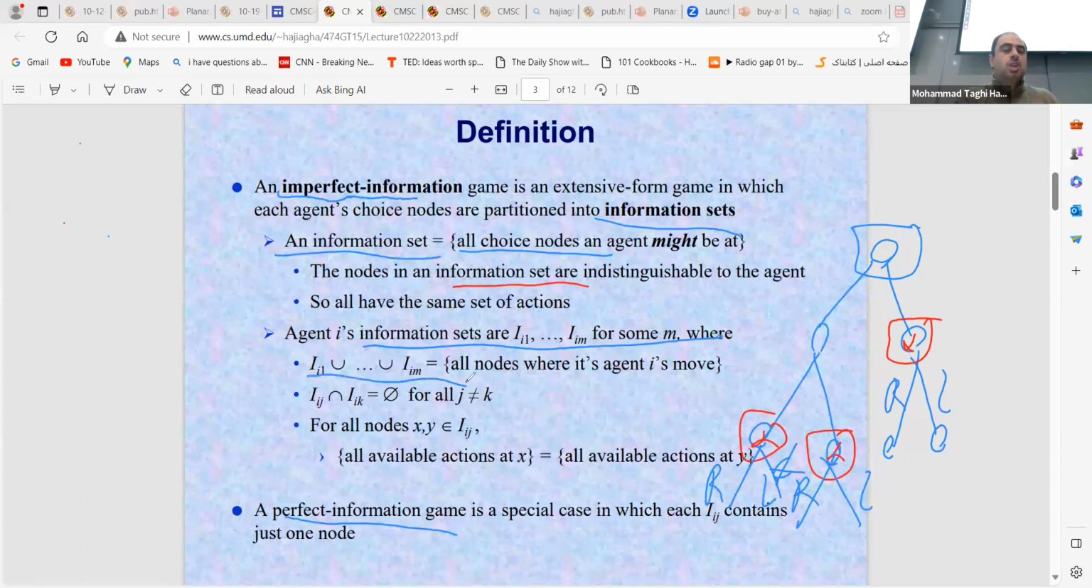They should form a partition of the nodes in the tree. What's the meaning of partition? It means that if you take the union of all of these, it should be all nodes. And any two of them should have essentially zero intersection, because you cannot be at two information sets at the same time. And as I mentioned, for any two nodes in the same information set, all available actions are the same.